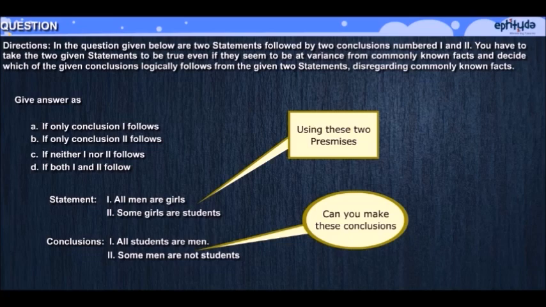If we can conclude 2, that is, some men are not students, but cannot conclude 1, that is, all students are men, then we will mark B. If we can draw both the conclusions from the given statements, then we will mark C. If we cannot make any conclusion, then we will mark D.